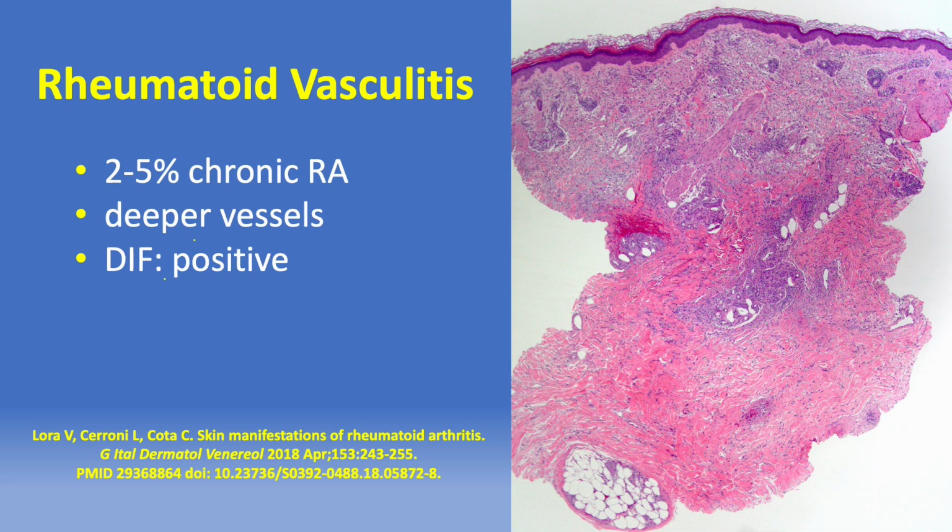Rheumatoid vasculitis is a potentially serious form of LCV that fortunately only affects a minority of patients with chronic RA. It tends to involve deeper dermal or subcutaneous vessels, and any organ system can be involved. It's immune complex mediated, so DIF tends to be positive.